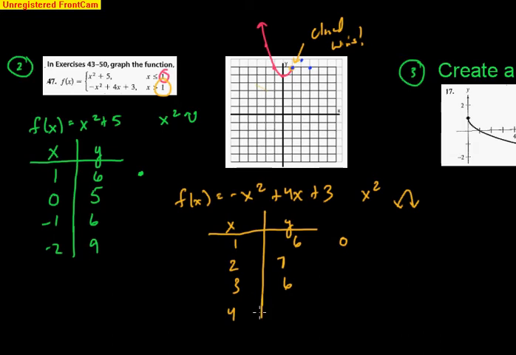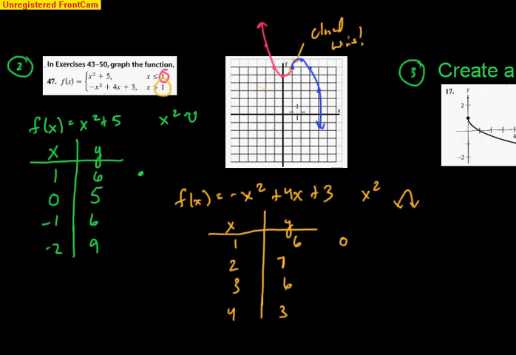Let's try 4. You get negative 16 plus 16 is 0 plus 3 is 3. Negative 4, positive 4, 3. And connect those with the dots and you're good to go. And there's the picture. One parabola going to the left, one going to the right.